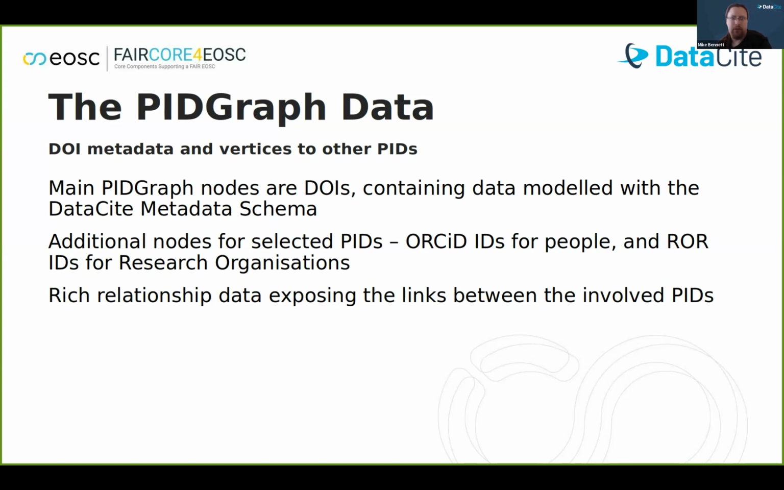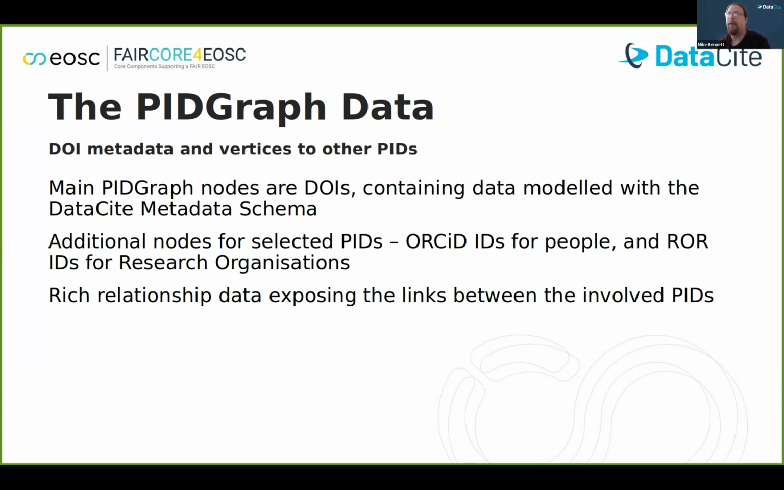Alongside this, the vertices of the graph have not just the triple of the relationship between the two PIDs, but also rich metadata for the vertices. So things such as the provenance information: who is asserting this link between the PIDs, when was this link asserted, how many other sources of data do we have this assertion from?